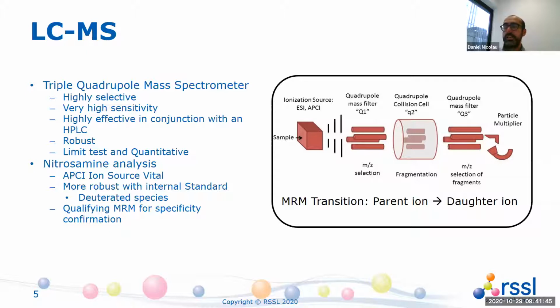And this system allows you to be very specific in what you are looking at, and allows you to remove a lot of the background noise, increasing the sensitivity. And this parent to daughter ion transition is normally called an MRM transition. And you can get multiple transitions for each of your nitrosamines. And the secondary MRM transitions can be used as a qualifier to provide you additional confidence to ensure that what you are looking at really is the nitrosamine that you wish to observe.